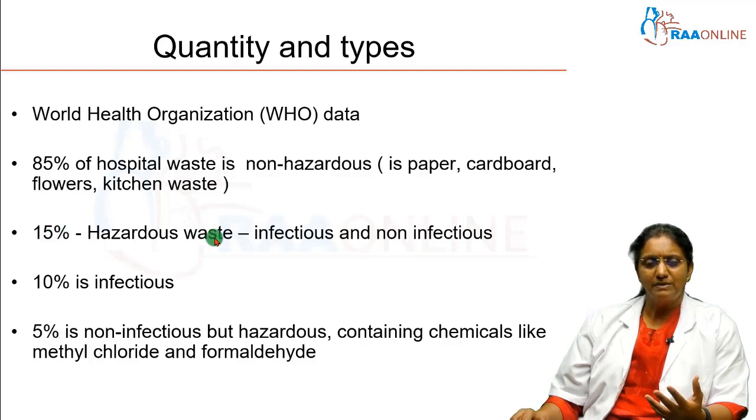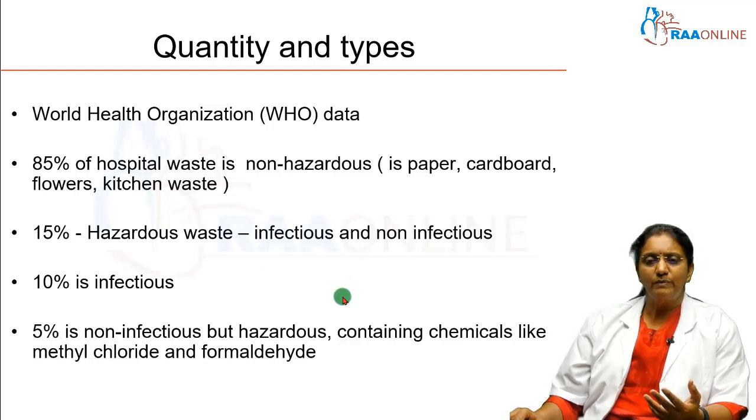Why do you call it hazardous? Because it can pose a health hazard, a threat to our safety. So we call it hazardous waste. And again, this 15% is classified into infectious waste and non-infectious waste. Out of this 15%, 10% is infectious waste and 5% is non-infectious waste, but it is still hazardous because it may contain chemicals which may be carcinogens like methyl chloride and formaldehyde. So even though it is not infectious, it is still a hazardous waste.